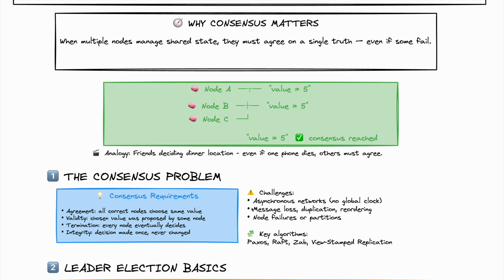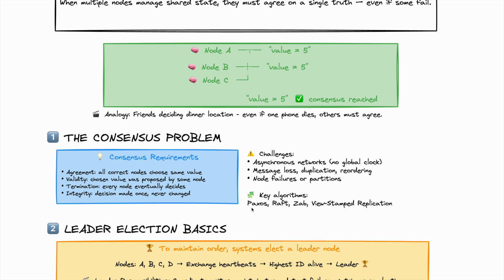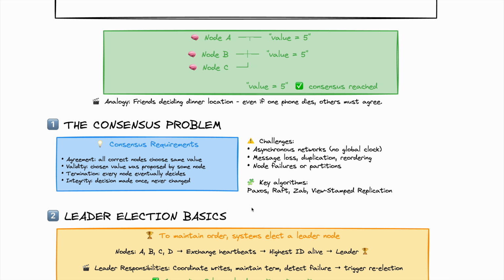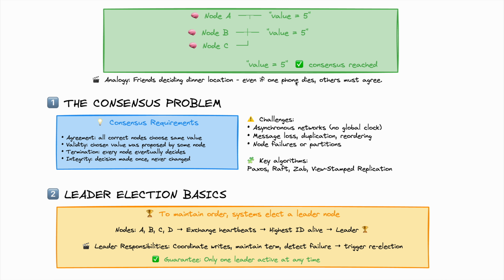So let's take a look at the consensus problem. What are the requirements for consensus? The first requirement is agreement. It means that all correct nodes choose the same value. For example, if nodes A and B agree and have selected the value 5, then all nodes should accept that value.